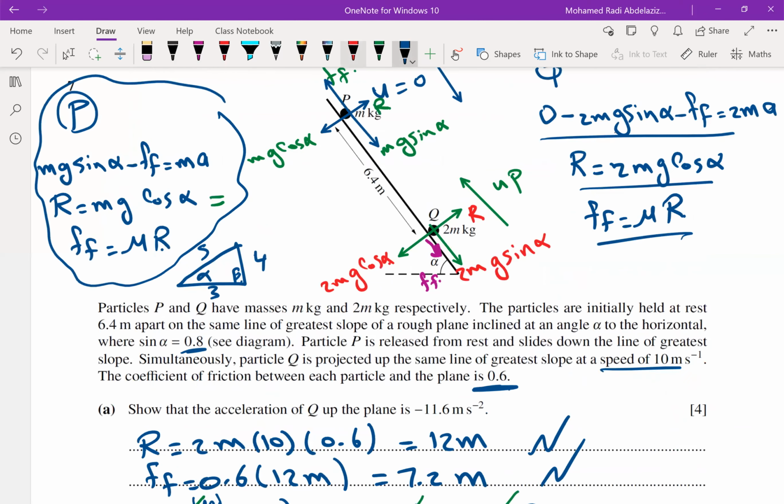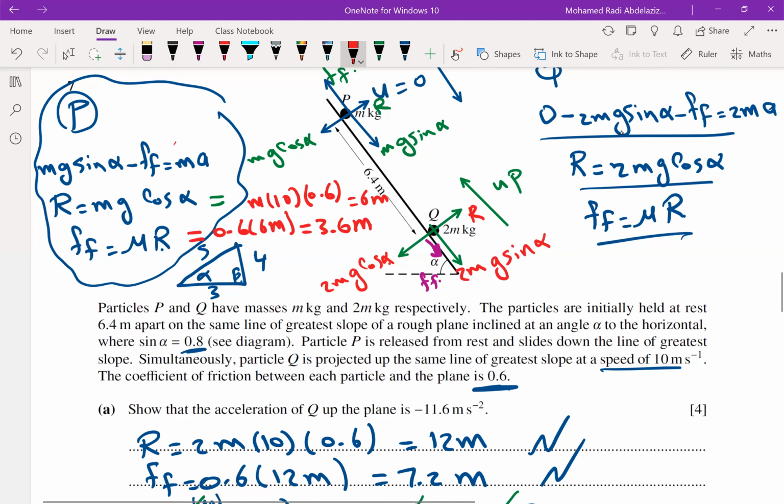We'll start with the normal reaction. M times 10 times cosine alpha, which is 0.6. So the answer will be 6m. Go to the frictional force, mu is 0.6 times 6m. So the answer will be 3.6m.